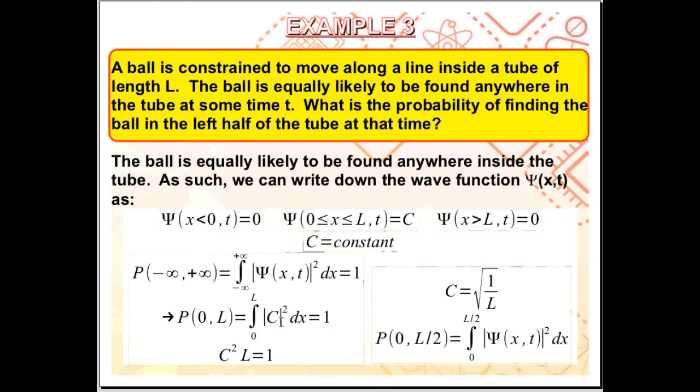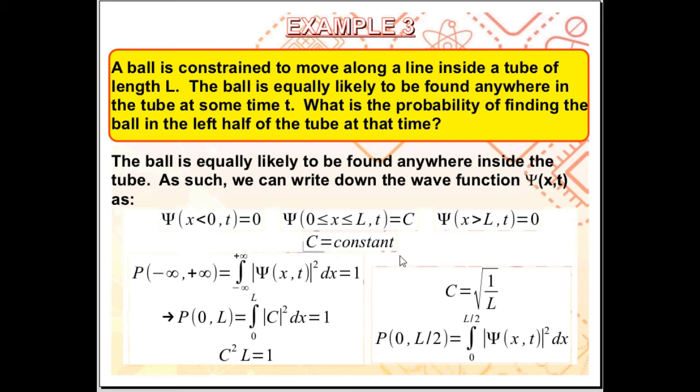Since c is constant, we can take it out of the integration. We are just integrating dx. The integral of dx is x from 0 to L. That will give you c squared times L is equal to 1. Meaning, c is just equal to the square root of 1 over L.